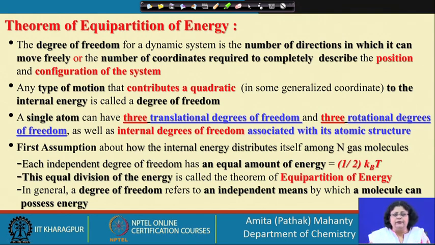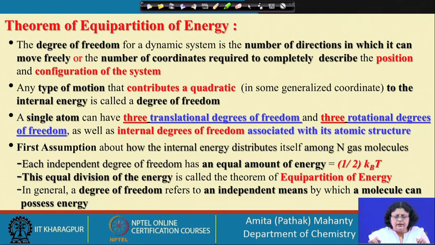Now, let us see what the degree of freedom means and what is actually the concept of equipartition of energy. The degree of freedom for a dynamic system is the number of directions in which it can move freely. Okay? It's actually a spatial coordinate by which we can describe its configuration as well as the position of the system exactly. So, it is the number of coordinates we require to describe the position that is important when we are talking about the degree of freedom.